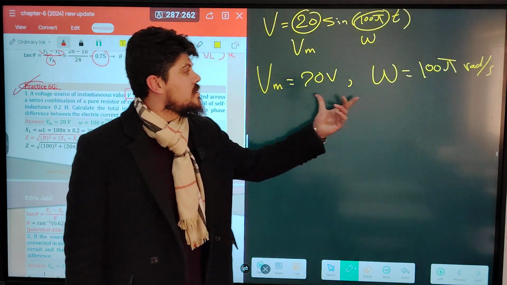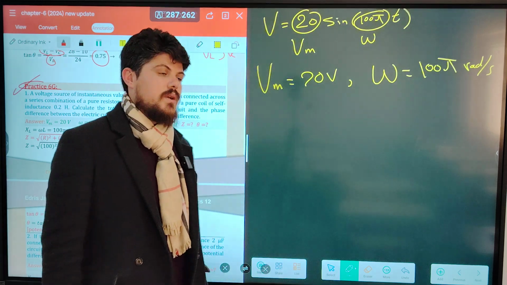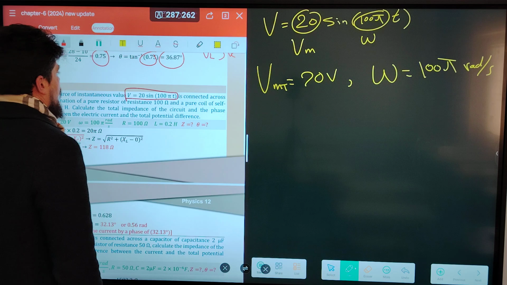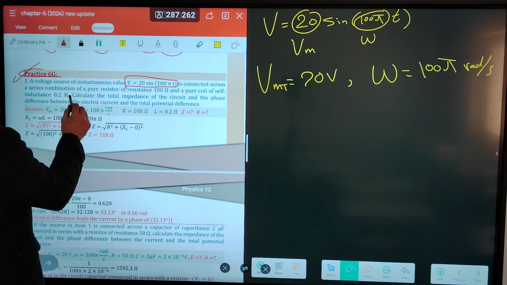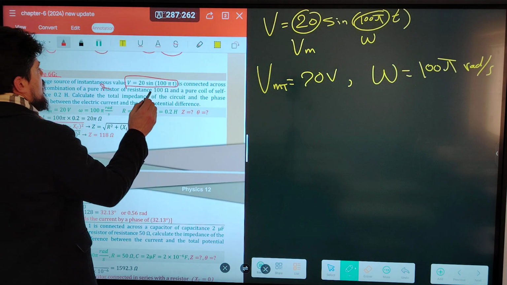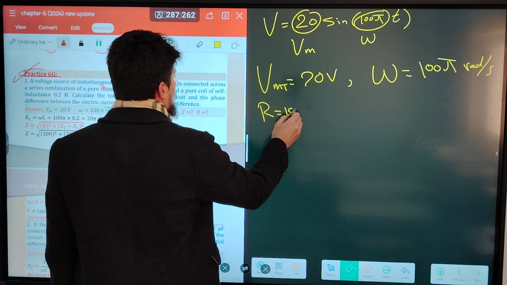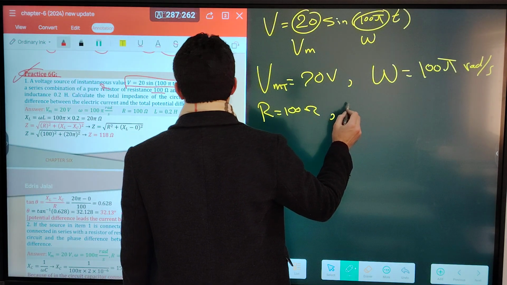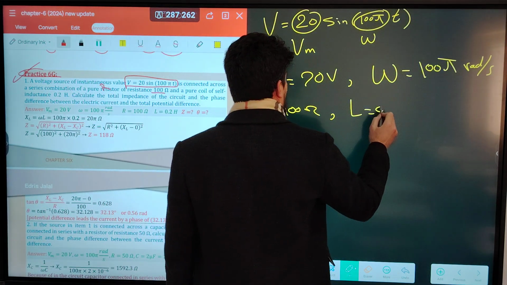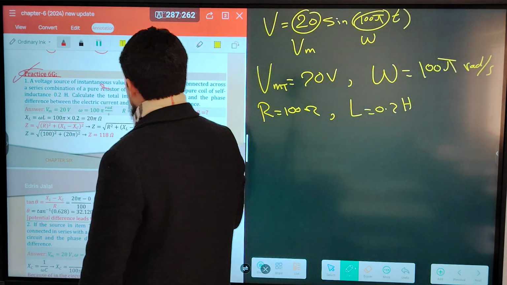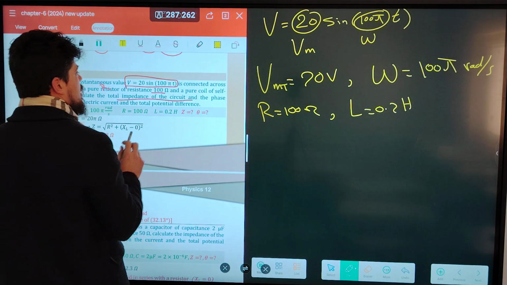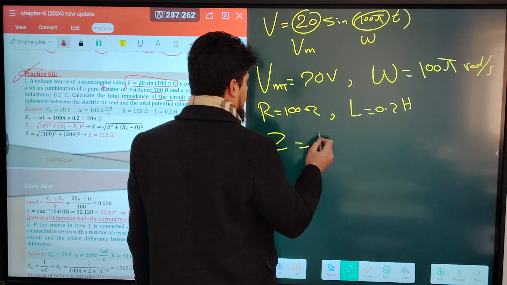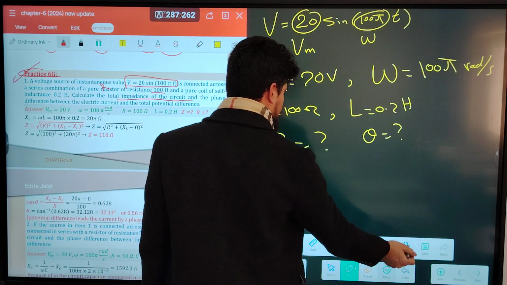Guys, how did we get these two values in the equation? Okay, what is this? This is Vm. Vm total. Okay? The maximum. It's connected across a series combination of a pure resistance R, 100 ohm. R is equal to what? 100 ohm. A coil of inductance 0.2 Henry, which is a pure inductance, L 0.2 Henry. Calculate total impedance of the circuit and the phase difference between electric current and the total potential difference. What is unknown? Z is unknown and theta is unknown.